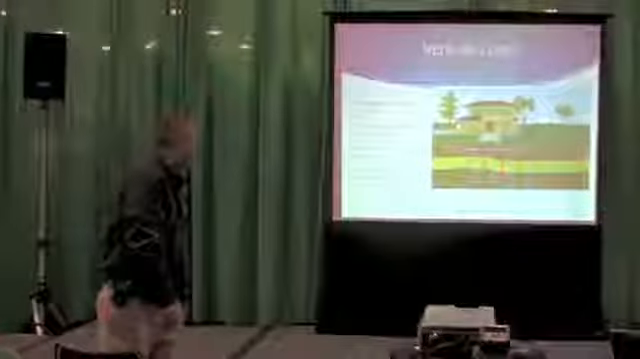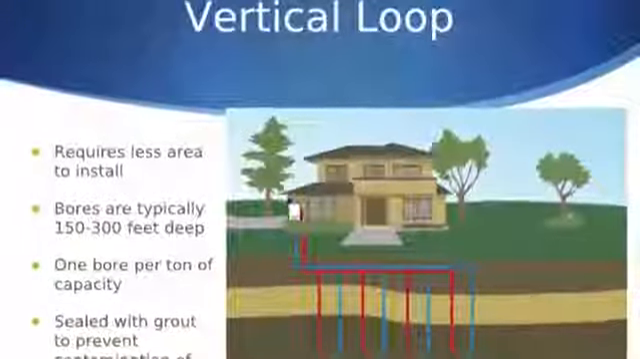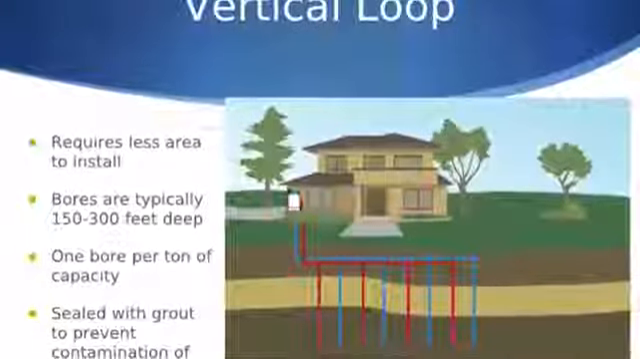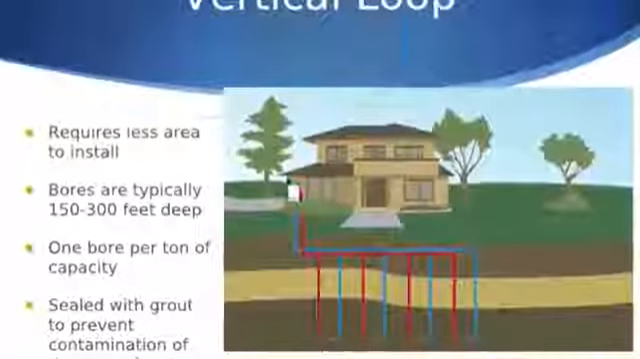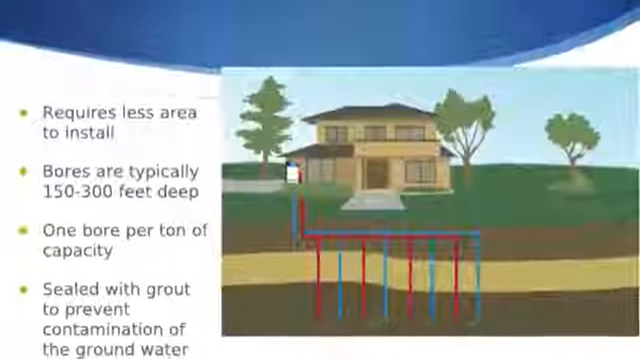In the next slide, you will see a vertical loop system. Vertical loops are slightly more expensive because what we do around here is we bring a well drilling machine in and we drill a series of 6-inch holes. They can be 200 to 400 feet deep.